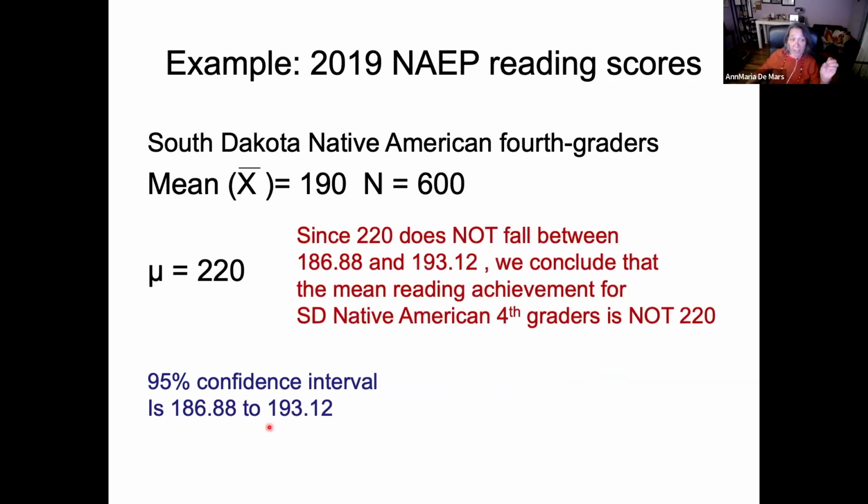And the important thing here is since 220 does not fall between 186.88 and 193.12, we conclude that the mean reading achievement for South Dakota Native American fourth graders is not 220. In fact, it falls in that interval from 186, 187 approximately, to 193. So substantially below the population mean of 220.